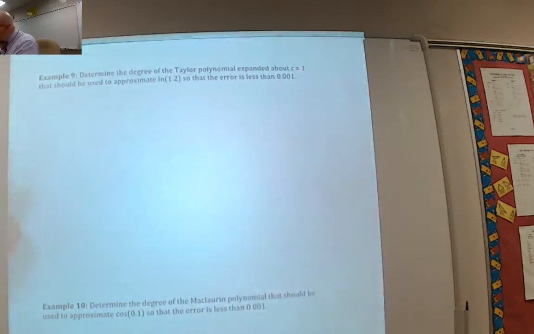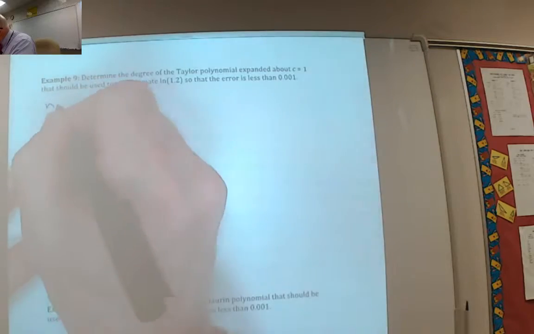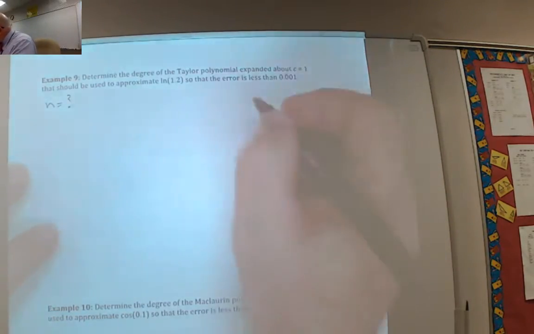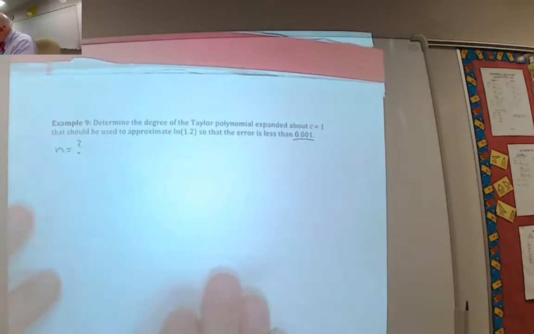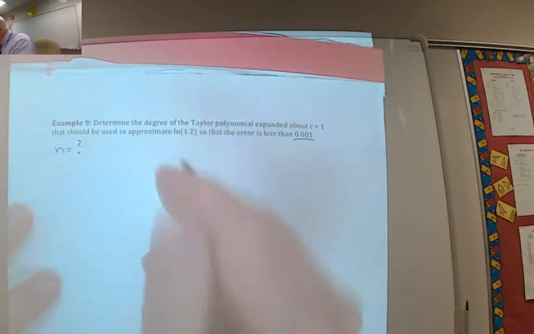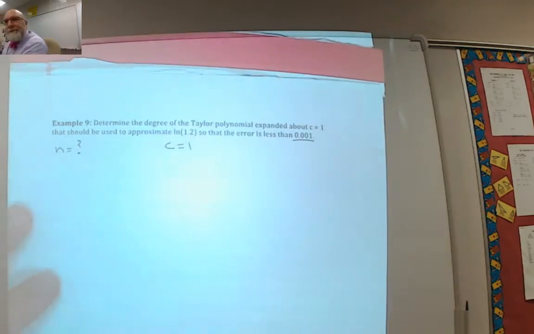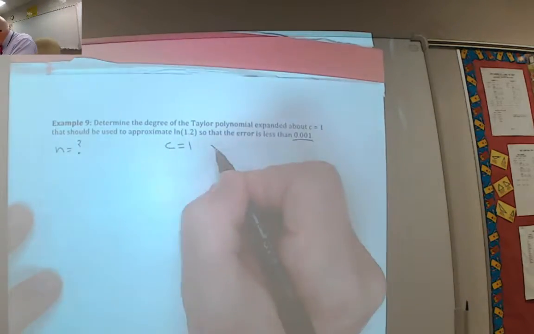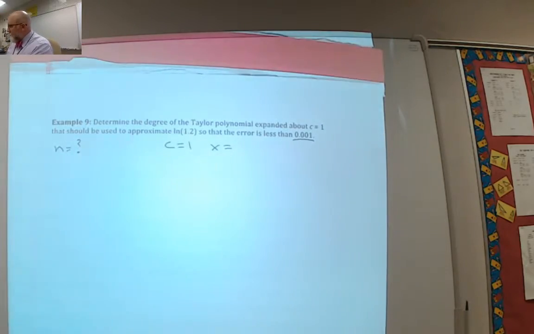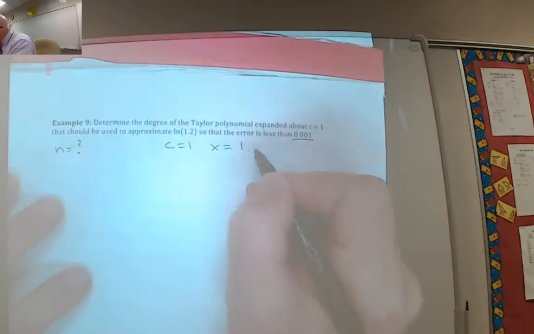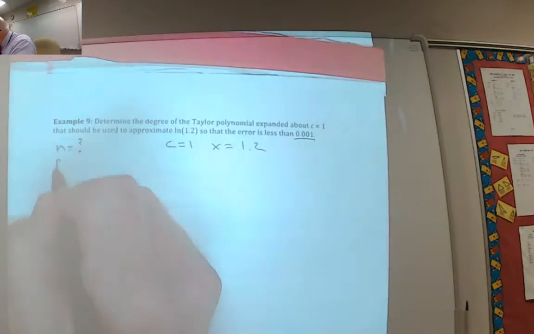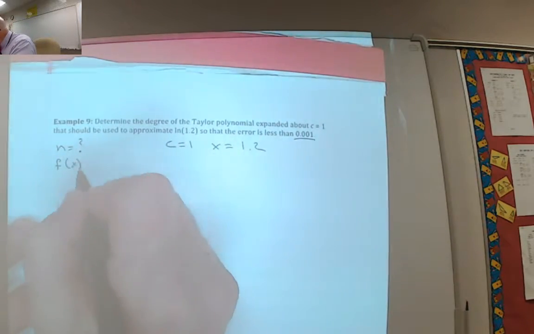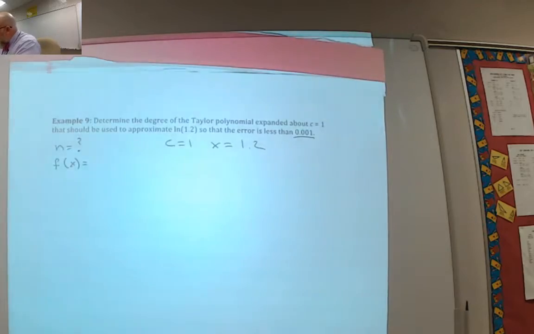So we don't know n. I want my error less than this. I know my c equals 1. What's my x equal to? 1.2. Perfect. Okay. What's my f of x equal to? ln of x.